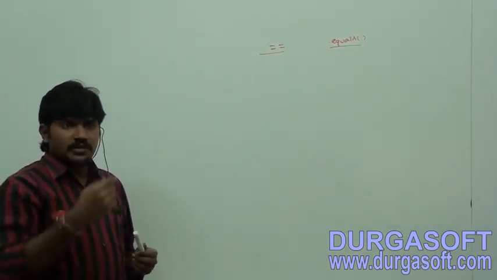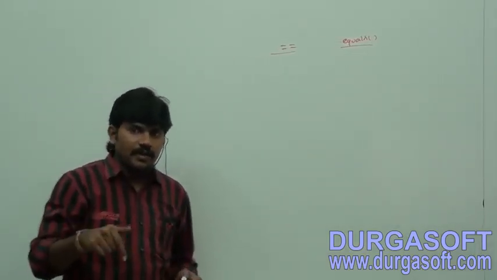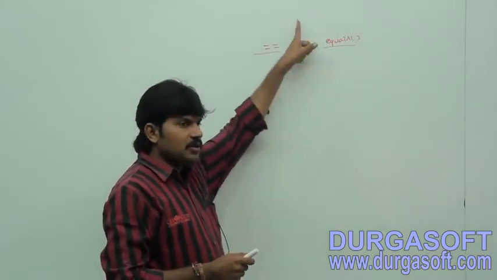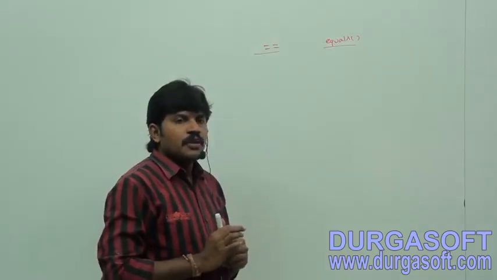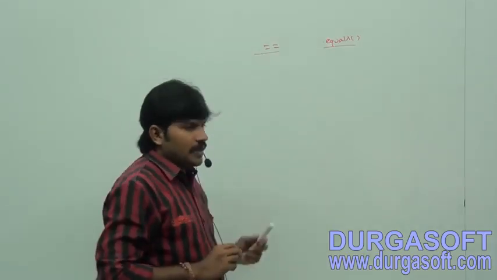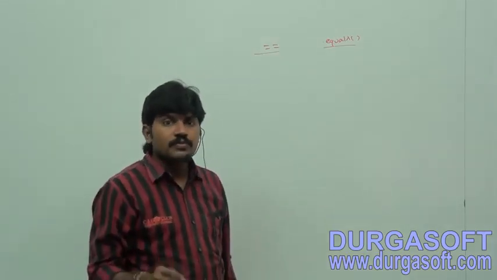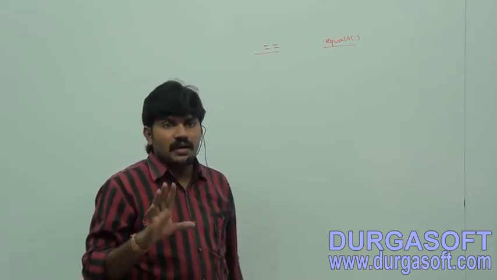In the operators concept especially I told you, and even in the lang package while covering the equals method, I provided a big table. But let me repeat it once again. The double equal operator is meant for reference comparison or address comparison.